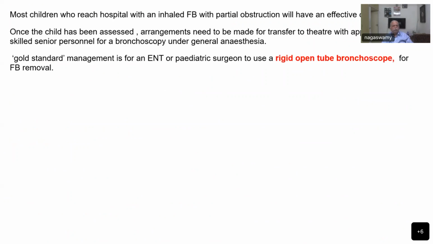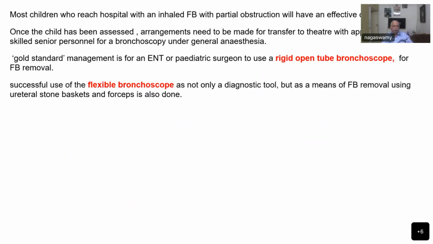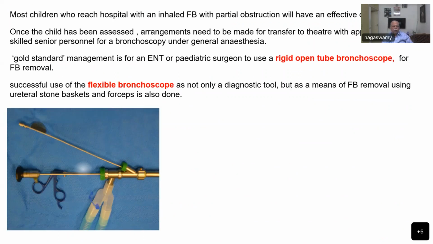As mentioned, the gold standard is by an ENT surgeon or a pediatric surgeon using a rigid open tube bronchoscopy. But successful use of a flexible bronchoscope has also been done in some situations, using urethral stone baskets and forceps. And this is how the rigid bronchoscope looks, for the sake of those who have not had an opportunity to use all these instruments and see and handle a case like this.